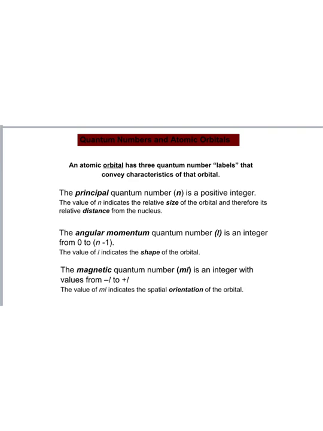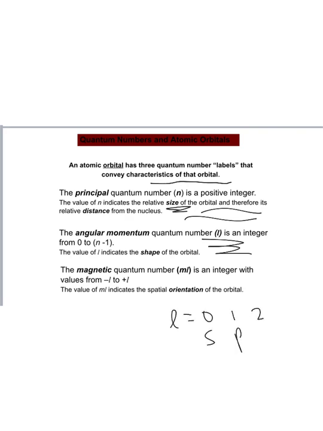An atomic orbital, like I just had on the previous slide, has 3 quantum number labels that convey characteristics of that orbital. The n value, which you already know about, tells you what energy level it's at, and it also gives you the relative size of the orbital. The L value leads to the shape. You might remember this. If L is 0, that's an s. If L is 1, that's a p. If L is 2, that's a d. If L is 3, that's an f. So that tells you the shape of the orbital.